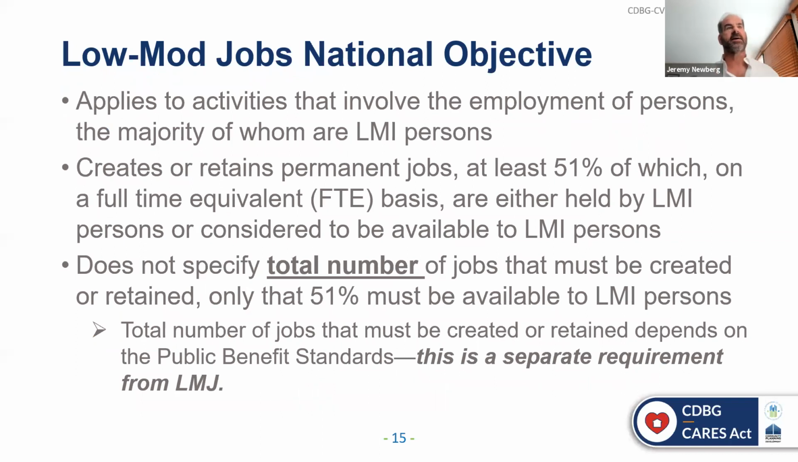So let's talk about jobs. Low mod jobs applies to activities that involve employment of persons, the majority of whom are low moderate income, creates or retains permanent jobs where at least 51% are on a full-time basis that are held by low mod persons or considered to be available to low mod persons. But it doesn't specify the total number of jobs that must be created or retained, only that 51% must be available to low mod persons. And the total number of jobs that must be created or retained depends on the public benefit standard, which we'll get into in a minute.